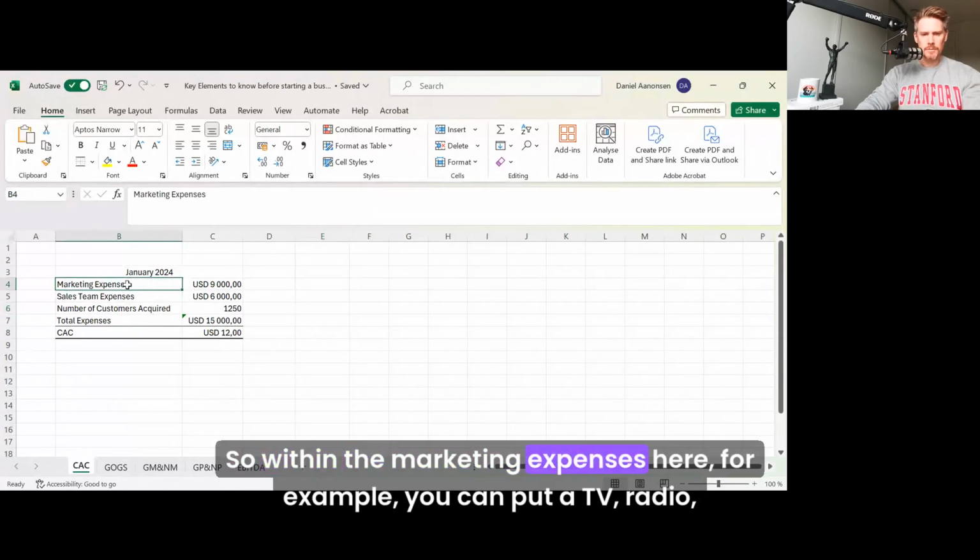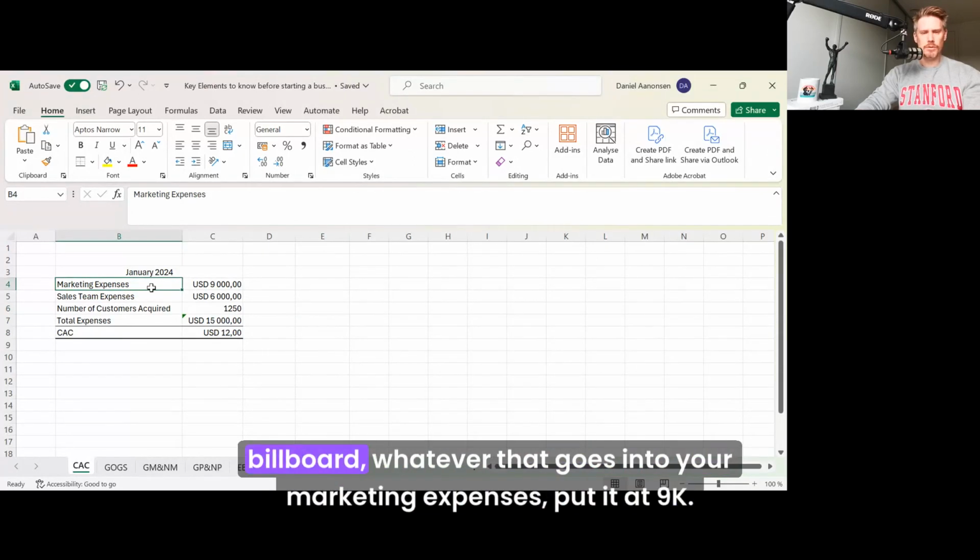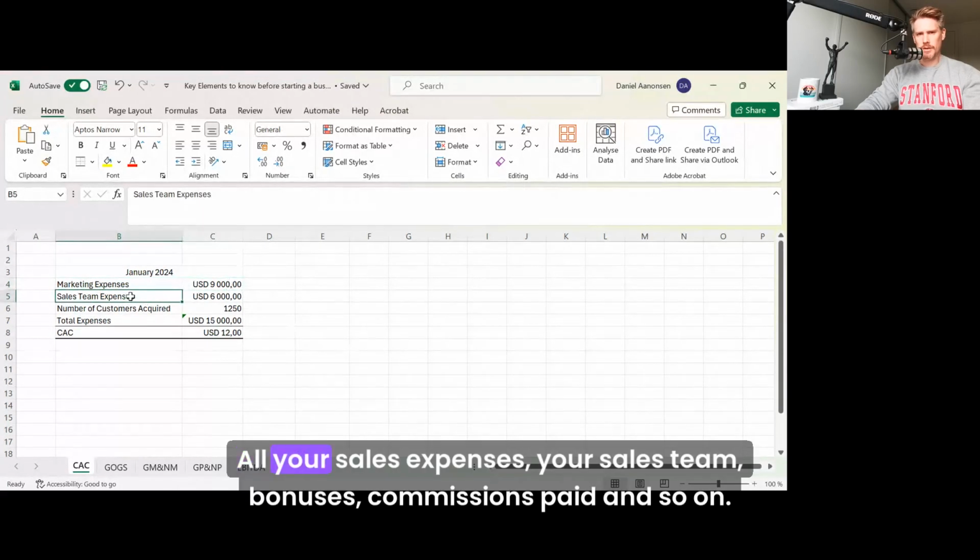So within the marketing expenses here, for example, you can put TV, radio, billboard, whatever goes into your marketing expenses, put it at 9K. All your sales expenses, your sales team, bonuses, commissions paid, and so on.